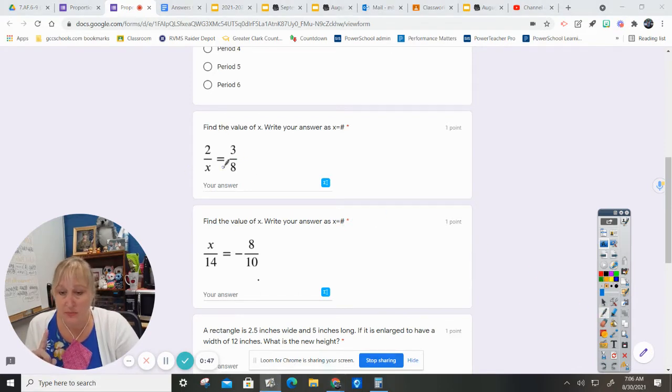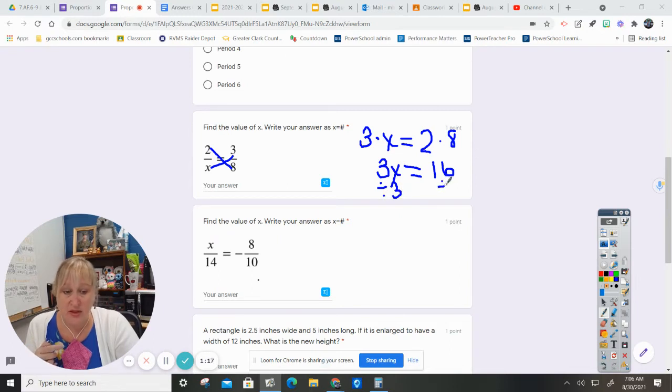So let's pick a color. Cross multiplication, 3 times x goes on one side of the equal sign. 2 times 8 goes on the other side of the equal sign. Then you simply multiply them out. So one side equals 3x, the other side equals 16. In order to move the 3 over, you have to divide both sides by that number. What that does is that isolates that x, isolates that variable, and creates the variable solution. So the answer to this would be 16 divided by 3.